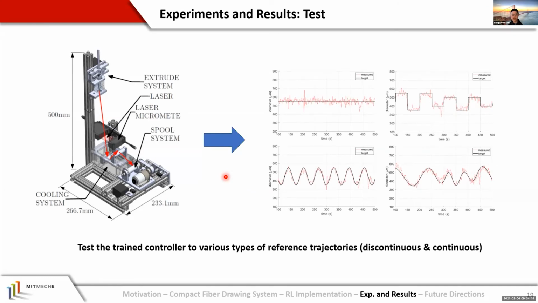Yeah, so now we have our trained controller. Next, we're going to test this controller on various types of reference trajectories and see how it works for each of these varying reference trajectories. These will include the random step changes, which we used for training, but also some continuous trajectories like sinusoidal signals or smooth splines, which were never faced during the training process.